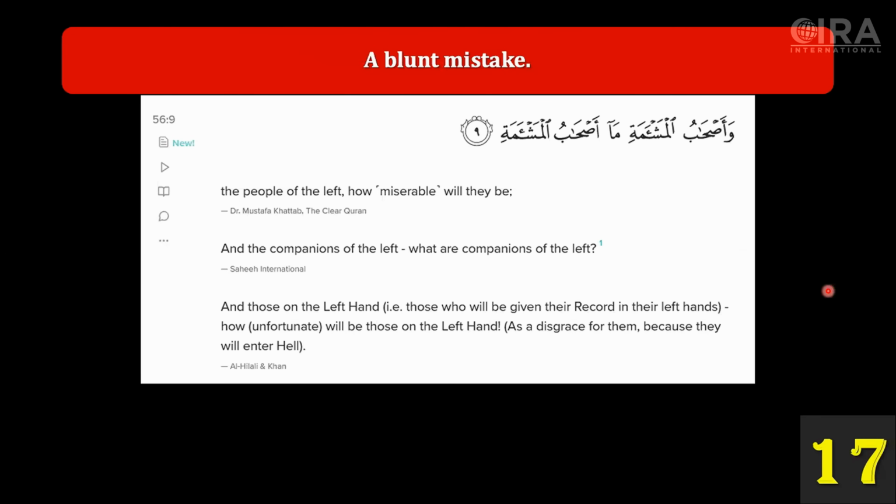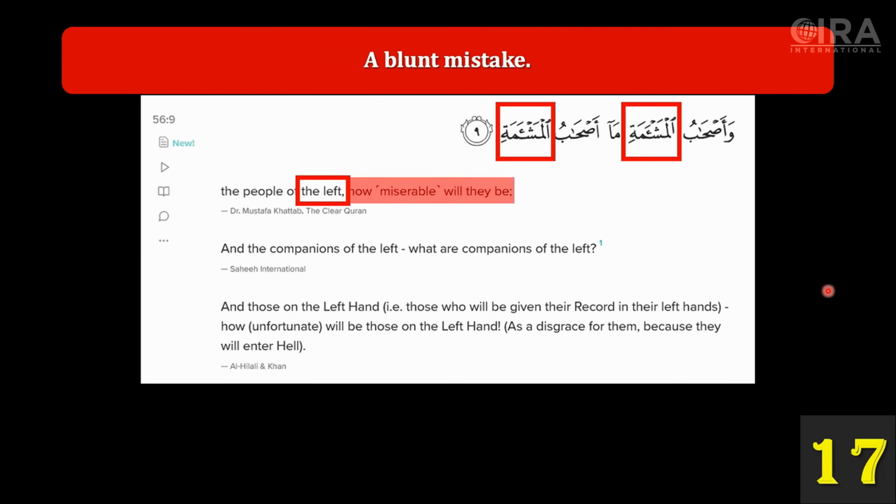Now, 17, this is a blunt mistake. This is something that's funny. As you can see in the Arabic, it says, وَأَصْحَابُ الْمَشْأَمَةِ مَا أَصْحَابُ الْمَشْأَمَةِ. What is al-mash'ama? What do you think? Well, obviously, it's talking about a specific group, and I would take it here either specifically a location or something belonging to them, or maybe even something negative that applies to them.